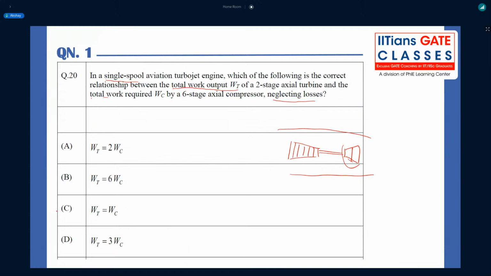So option C should be correct. The work developed by the turbine, the total work, is delivered to the total work required by the compressor, assuming there are no losses in between. So option C has to be correct. Okay. Let us move on to the next question.